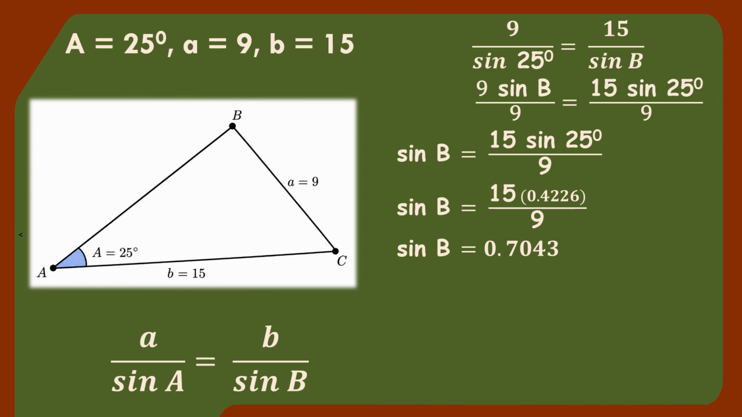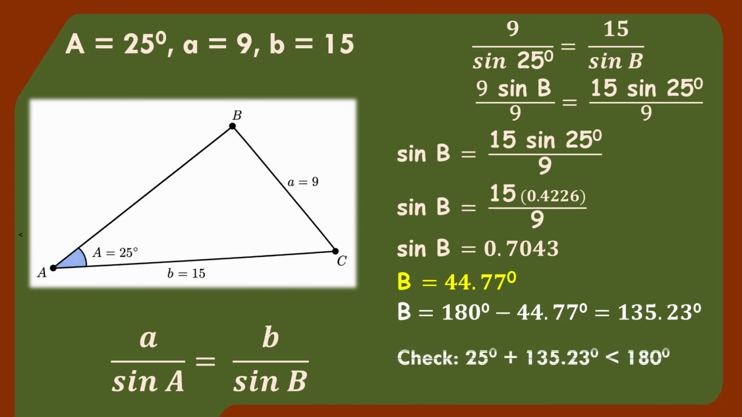Afterwards, let us get the value for angle B. So that is shift sine 0.7043. So the answer is angle B is 44.77 degrees. So let us identify the other value of angle B. So B is equal to 180 degrees minus 44.77. If we use the calculator, 180 minus 44.77 is 135.23. Afterwards, let us check.